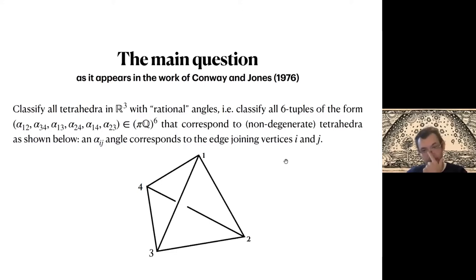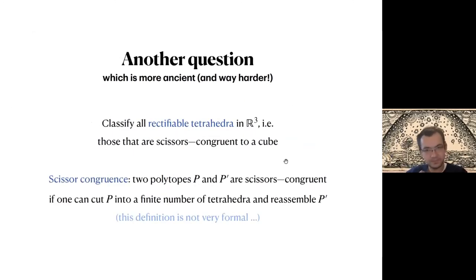Here you have a tetrahedron, it has four vertices, 1, 2, 3, 4, and there are six pairs of edges and six dihedral angles, alpha ij. Each alpha ij has to be a rational multiple of pi, and the whole tetrahedron that is defined by those dihedral angles has to be non-degenerate. So it has to be kind of a full-dimensional tetrahedron, basically.